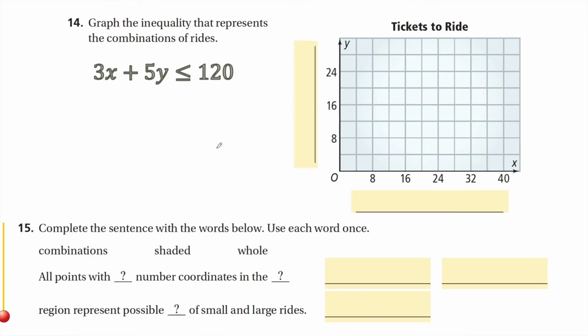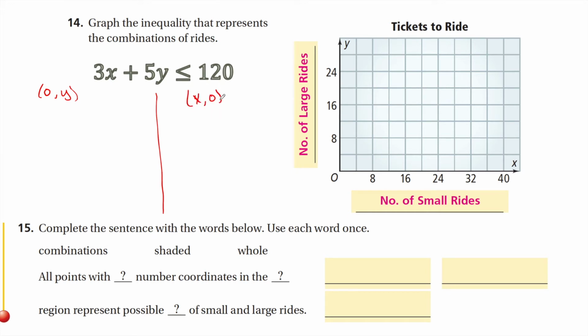Well, remember what we have right here. We do need to graph it, but we said before that the y value is going to represent the number of large rides, and the x value is going to be the number of small rides. So let's figure out what we have to do to graph. If I had to graph something in standard form, I'm going to find its x and y intercepts. In other words, I'm going to find where it hits the y-axis, and where it hits the x-axis. So the first thing I'm going to do is plug in a 0 for the x value, and it'll give me a y value. And I'm then going to plug in a 0 for the y value, so it gives me the x.